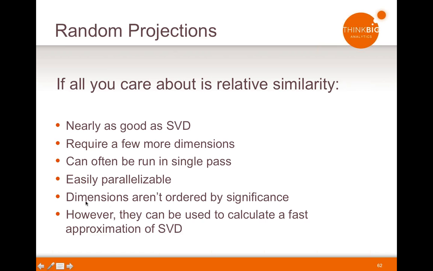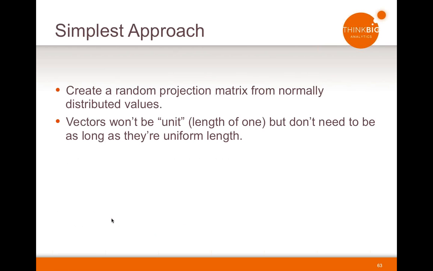And it's important to understand that the dimensions are no longer ordered by significance. So we don't get that singular value, the middle matrix. Instead, we're just taking the original and the random, and getting a model that represents the structure of our data set in 50 or 60 dimensions, or however many dimensions you choose to project it onto. On the other hand, you can actually use this to calculate a fast approximation of SVD, and I'm going to do that in a second with our last example here.